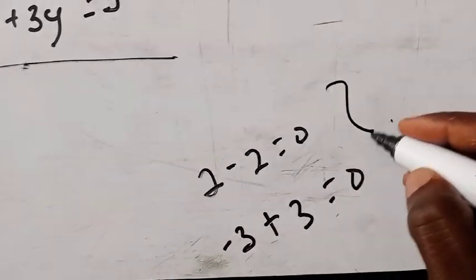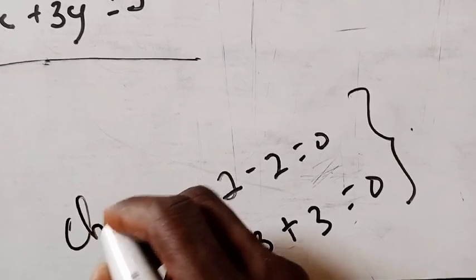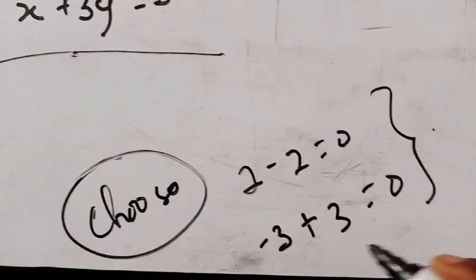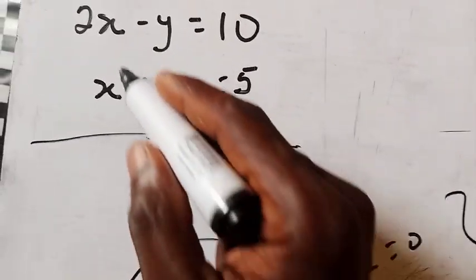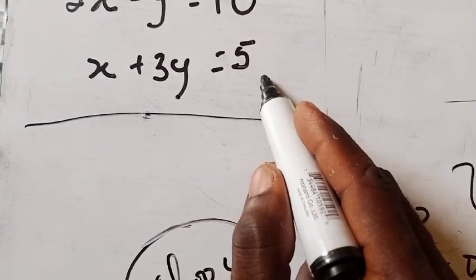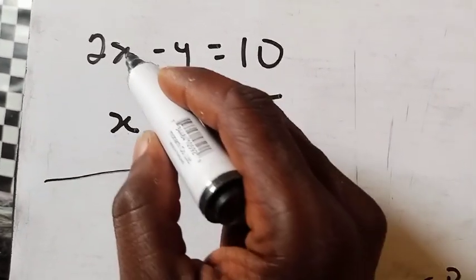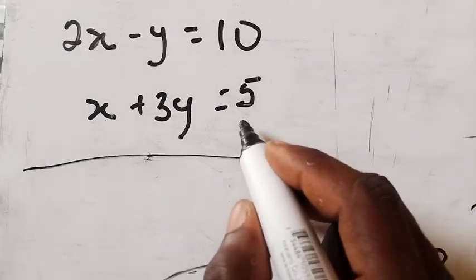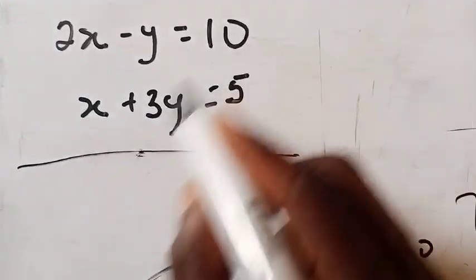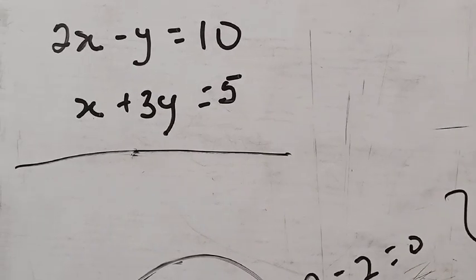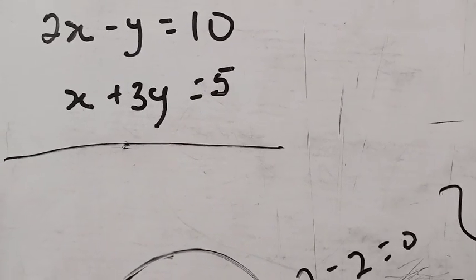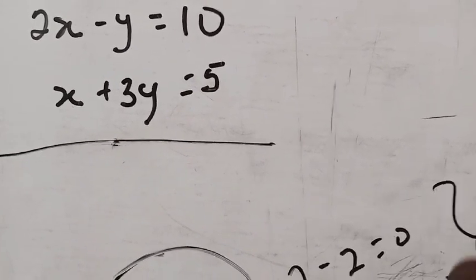So now you have to choose, right? The choice is yours. Which variable do you want to eliminate? If you want to eliminate the x, you are going to multiply everything here by 2. Or if you want to eliminate the y, you have to multiply everything here by 3. Is that okay? So which one? The choice is yours. Once you're able to do that multiplication or that choice here, you are free to go.